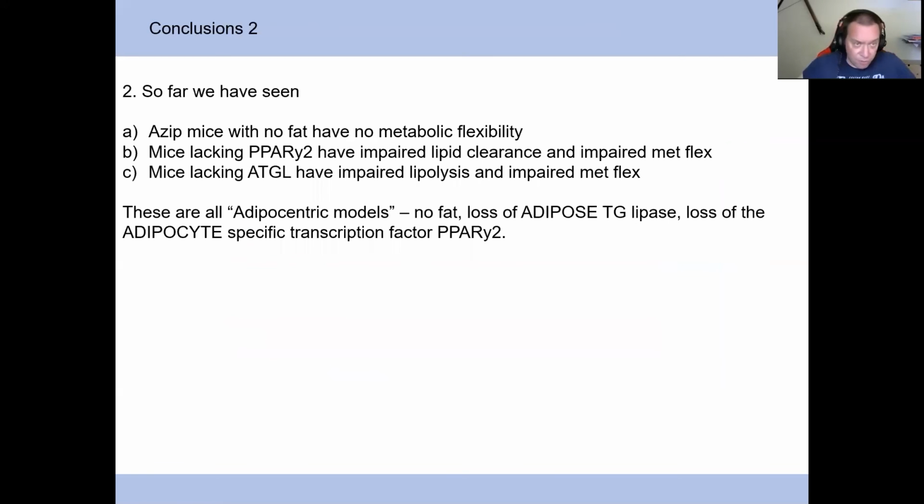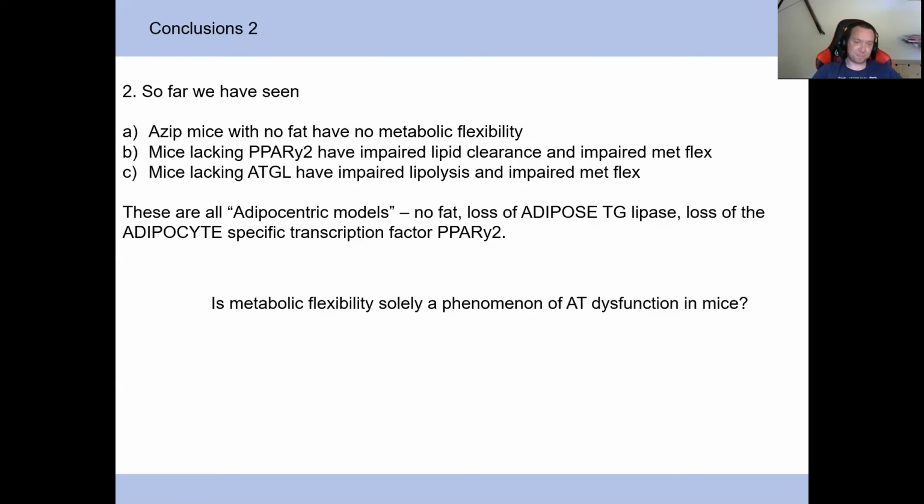Okay, so far we have seen that an AZIP mouse with no fat has essentially no metabolic flexibility. That's fine. And that mice lacking PPAR gamma 2 have impaired lipid clearance and impaired metabolic flexibility, whereas mice lacking ATGL have severely impaired lipolysis and also impaired metabolic flexibility. So these are all adipocentric models. No fat, loss of adipose triglyceride lipase, loss of adipocyte-specific transcription factor, PPAR gamma 2. And that partly comes from my background. I'm largely an adipose tissue biologist.